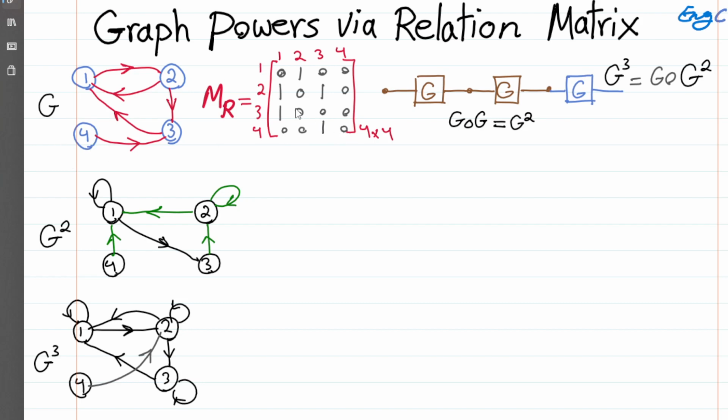So as expected, this is a 4 by 4 matrix representation of this graph G, so MR or MG. Then you can see that the number of ones, or non-zero elements, in this matrix should be exactly equal to the number of edges we have. So 5 edges in red, there should be 1, 2, 3, 4, 5 non-zero elements inside this matrix. That is true.